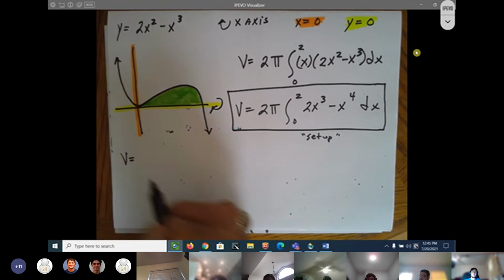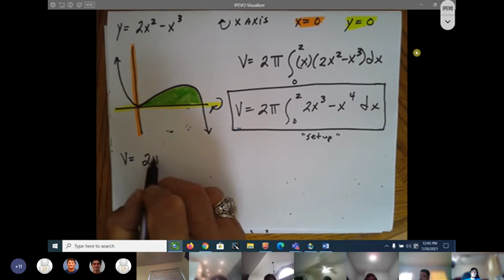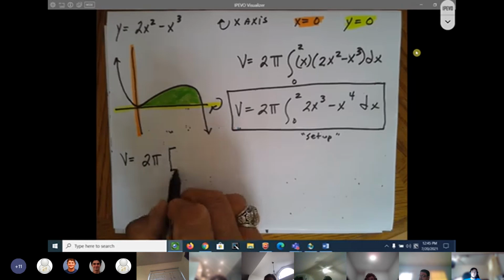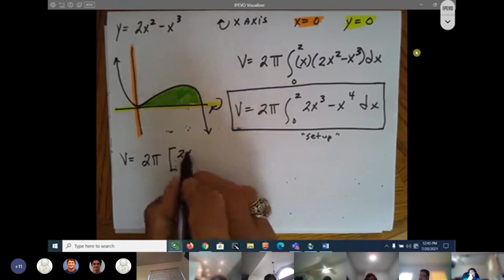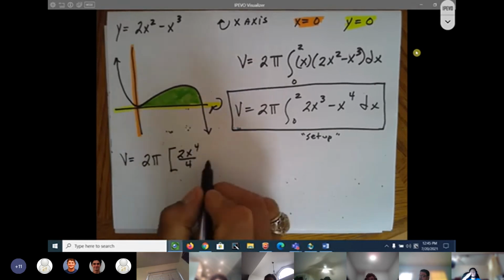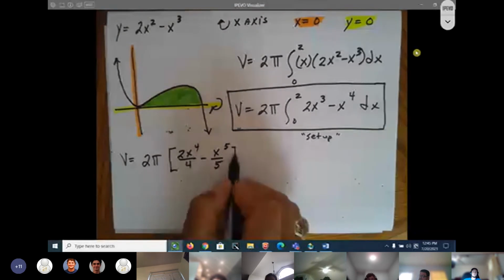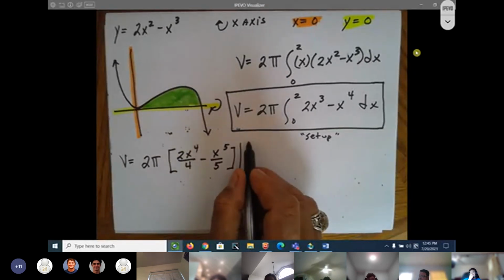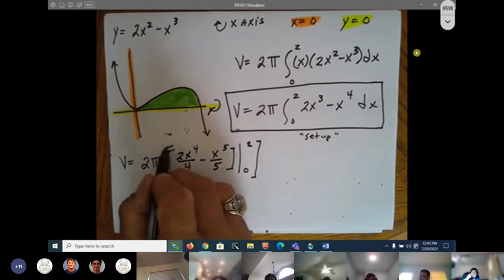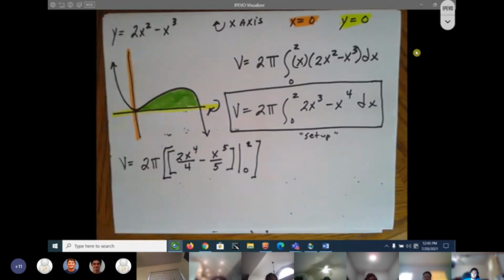So the volume is equal to 2 pi, brackets, 2x to the 4th over 4 minus x to the 5th over 5, evaluated at 0 and 2. All right, finish that out. See what you get.